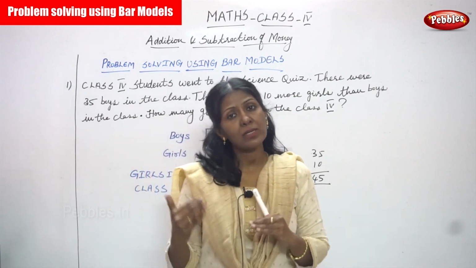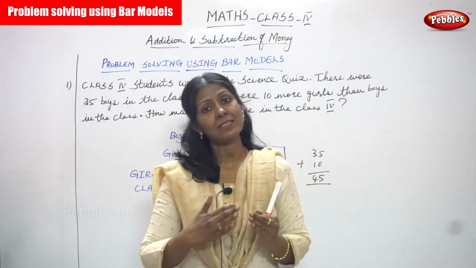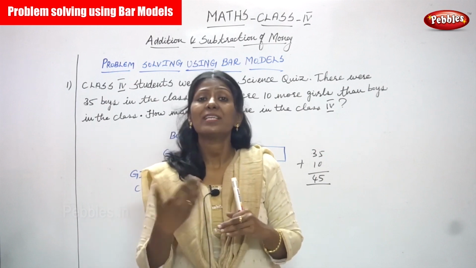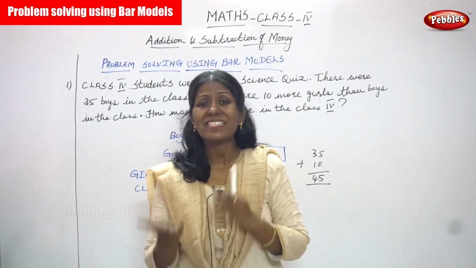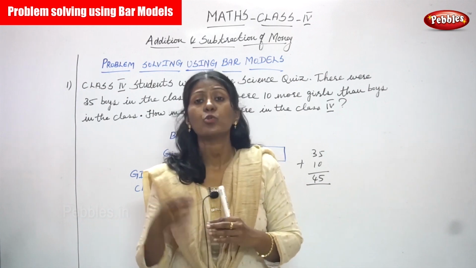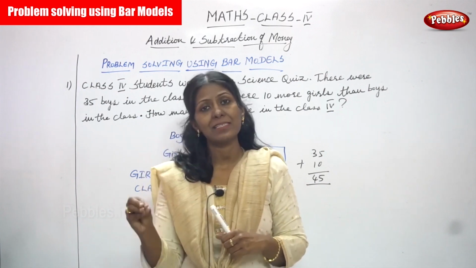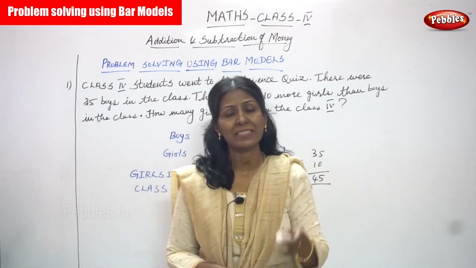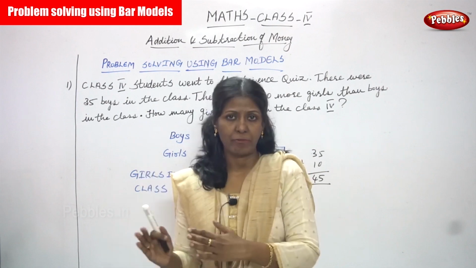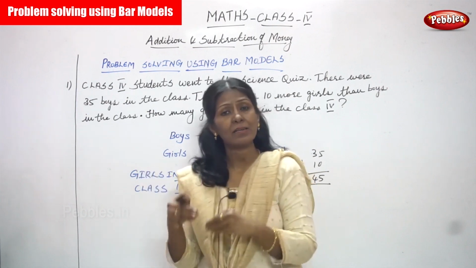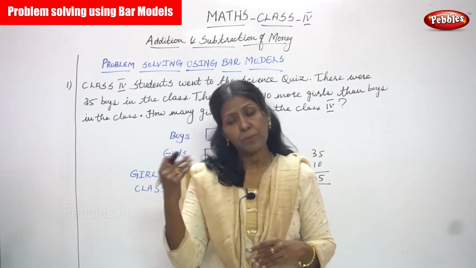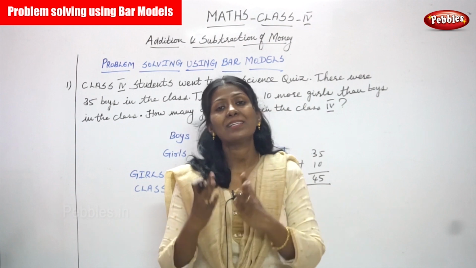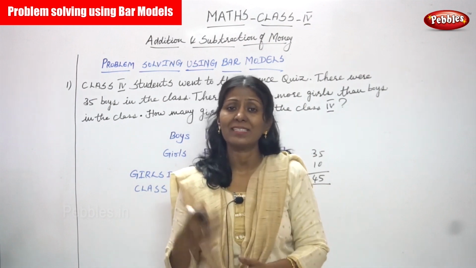So 10 more girls than boys means the girls are more than the boys. That means you have to find out only the girls' strength. They clearly mention the boys' strength, that the total number of boys is 35, and also very clearly 10 girls more than the boys. So you have to find out how many girls are in the class.